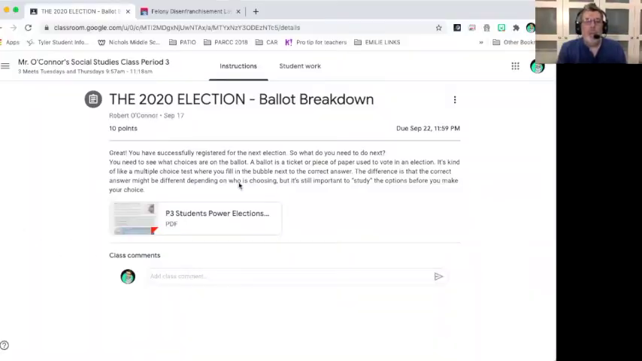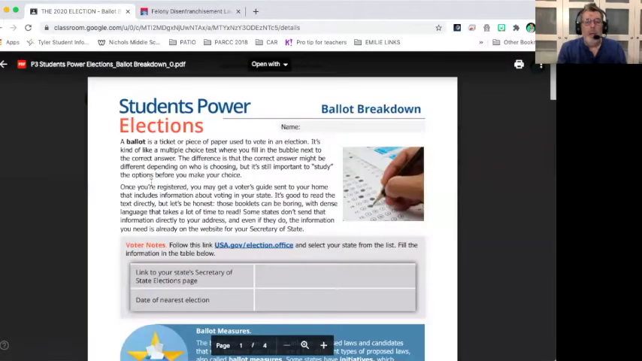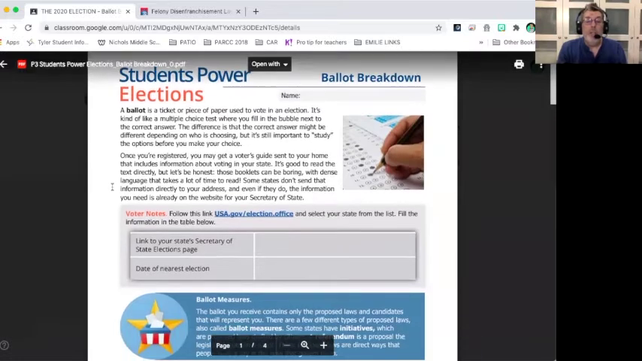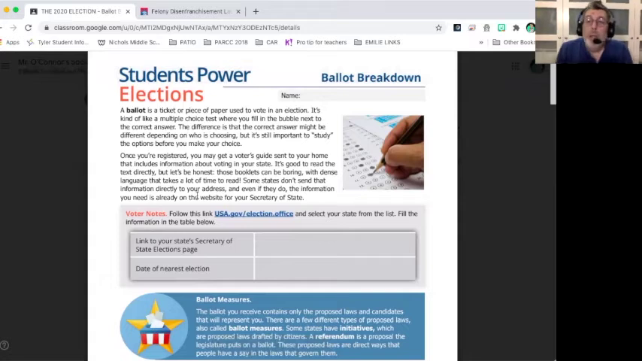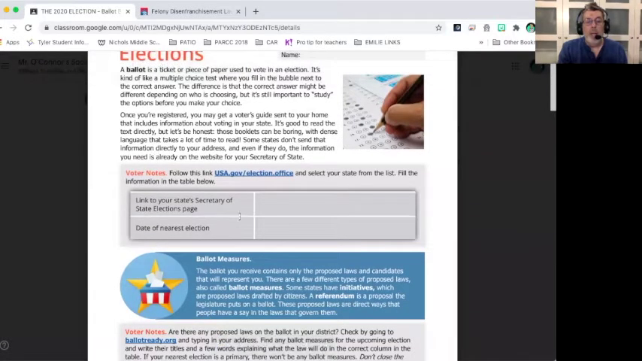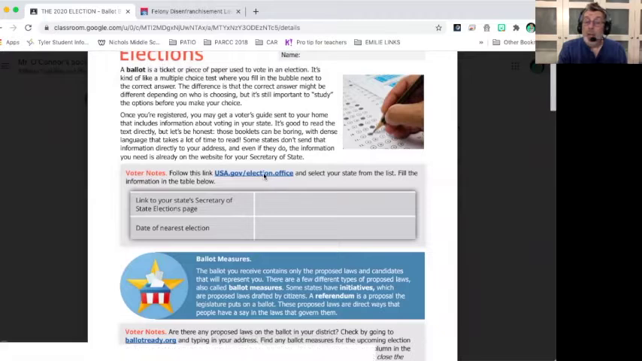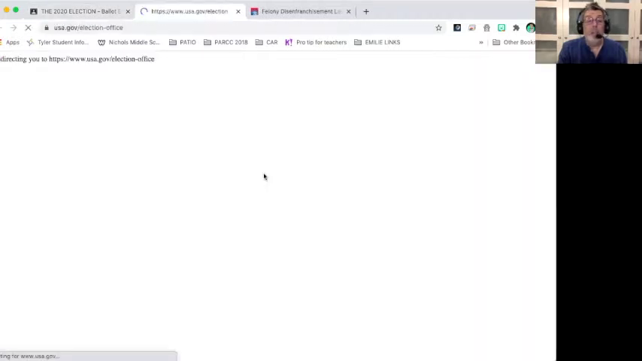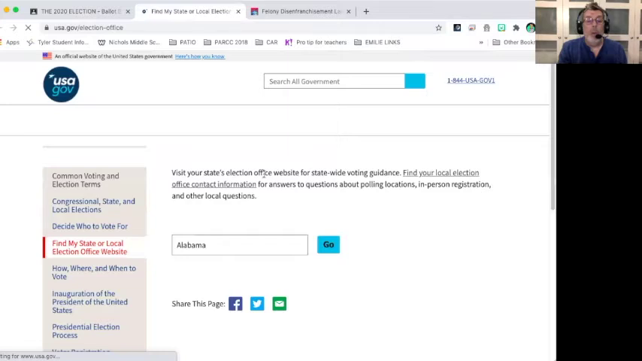So I'm taking the screen here, and this is the assignment. And when you click on the PDF, because this is what some people had problems with, you'll see that this is the information. And so again, just like the other PDF that we worked with, this one has embedded links, right? So the information we're looking for is a link to your Secretary of State elections page and the date of the nearest election. It's actually right on the top of this once you go in and select your state.